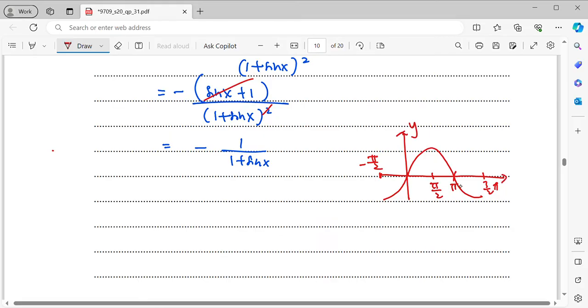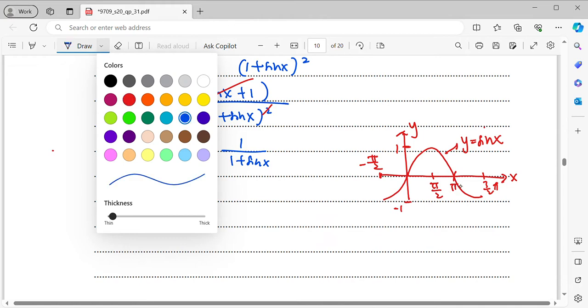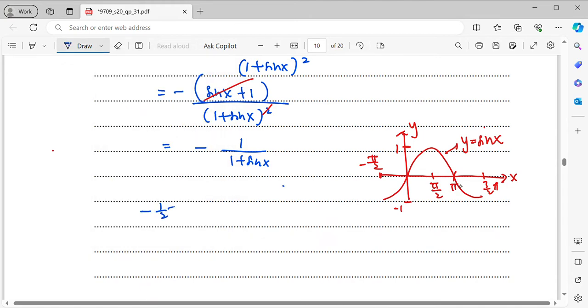Alright, so from here, I know that within this interval, your sin x will be between minus 1 and 1. I will just explain over here: minus half pi to 3 over 2 pi, the sin x will be between minus 1 and 1 according to the graph. So here I have 1 plus sin x. When you add 1 to the inequality, I'll get between 0 and 2.